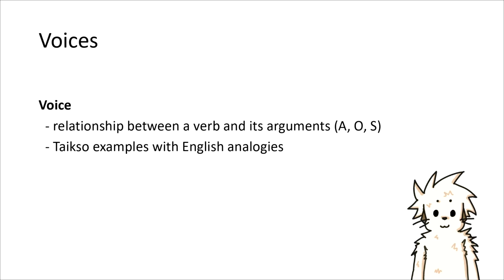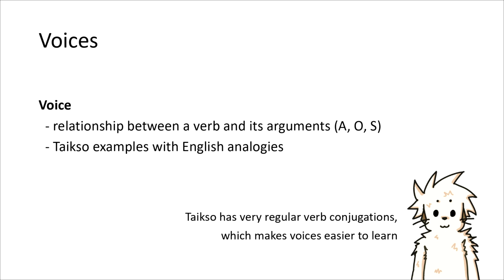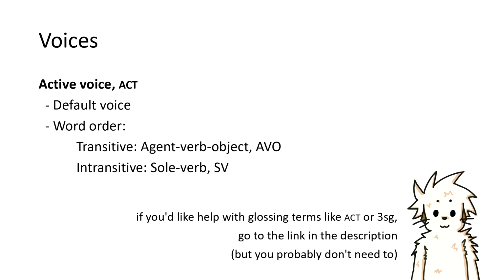A voice is the relationship between a verb and its arguments. I will explain each basic voice with examples from my conlang called Taekso, as well as some English analogies to really get the point across. Firstly, Taekso has an active voice. The active voice is the default way to express transitive verbs.